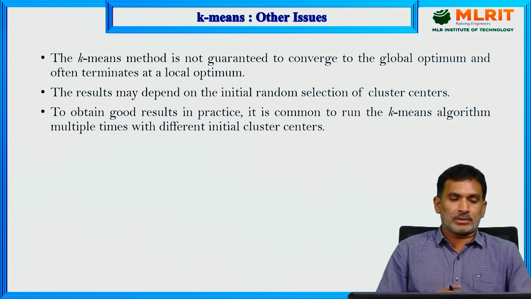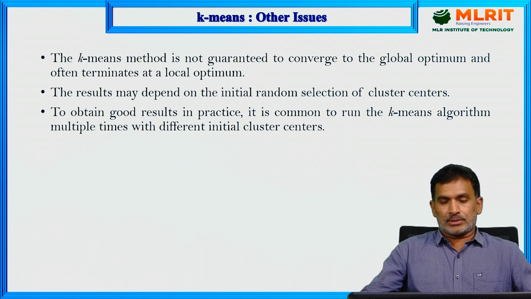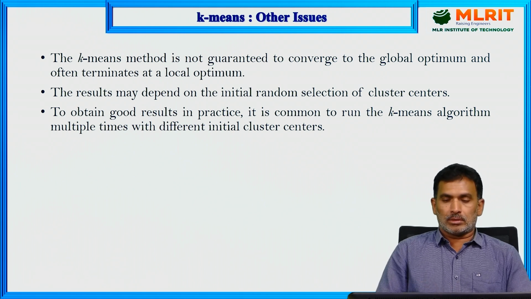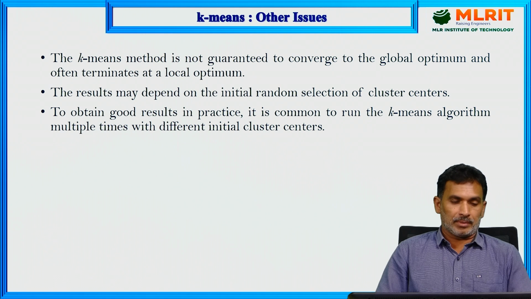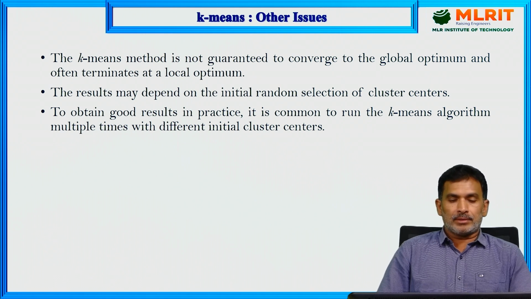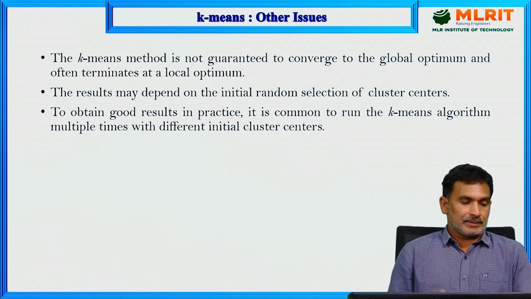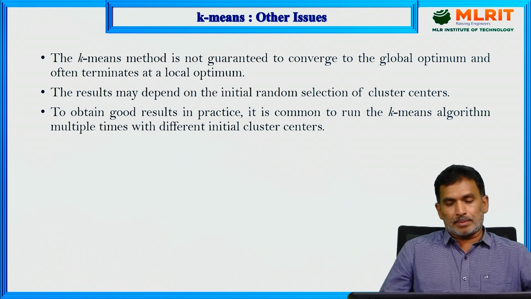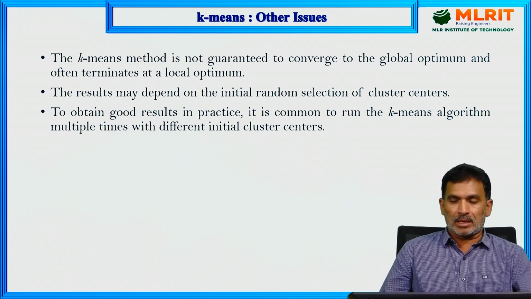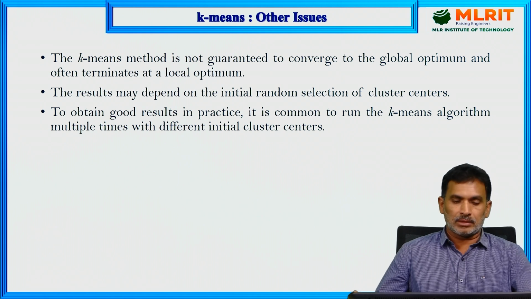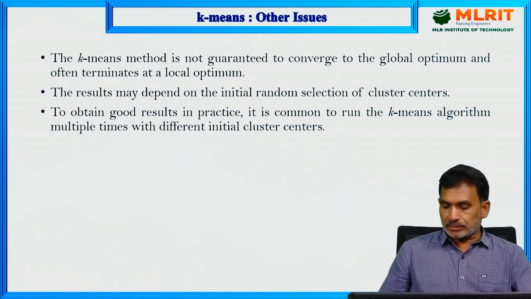The k-means method is not guaranteed to converge to the global optimum, and often terminates at a local optimum. The results may depend on the initial random selection of cluster centers. To obtain good results in practice, it is common to run the k-means algorithm multiple times with different initial cluster centers.